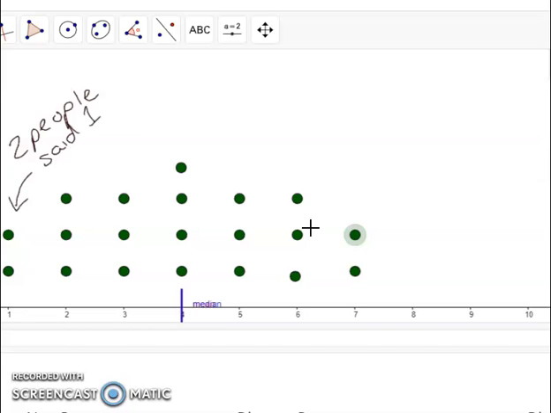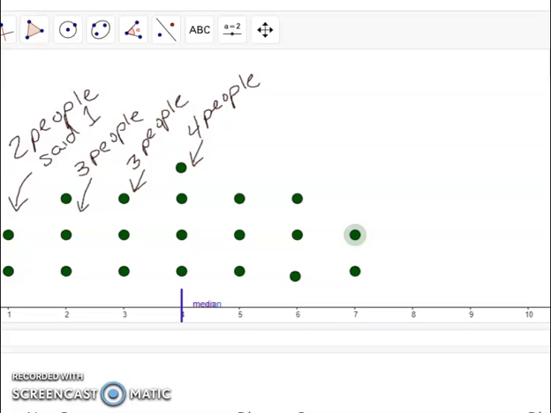Then I have 2, so 3 people said 2 hours. And then the next one is 3 also, so 3 people also said 3 hours. And then 4 means that 4 people worked 4 hours. And so that's how you would read that.